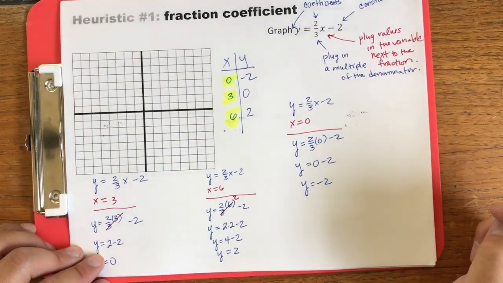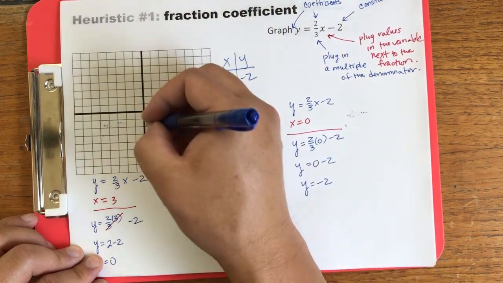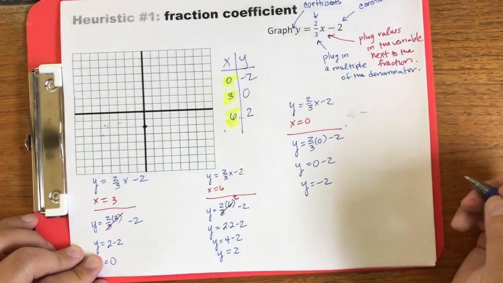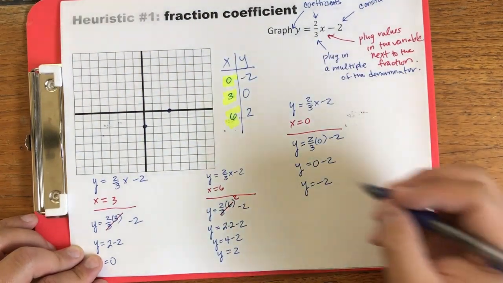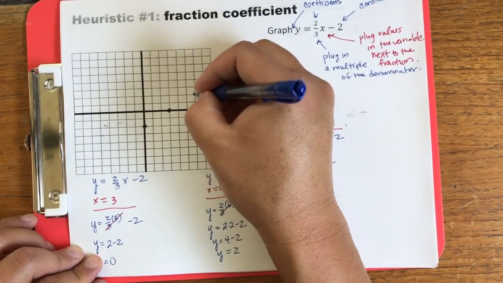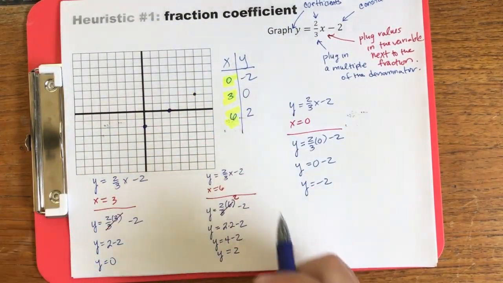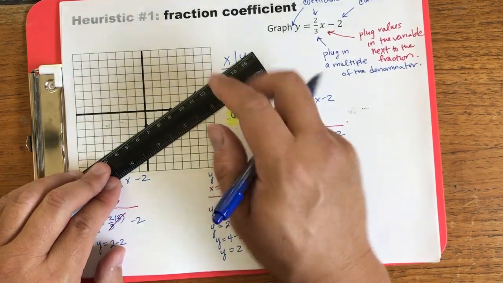And now let's plot these 3 points. Okay. So (0, -2), (3, 0), and (6, 2). 1, 2, 3, 4, 5, 6, 2. Now they all line up in a line, so I probably did this correctly. And that's my line.